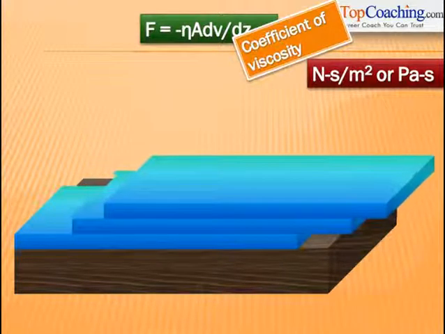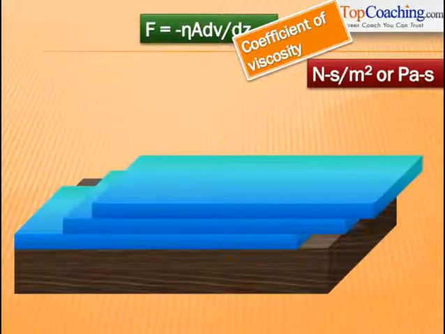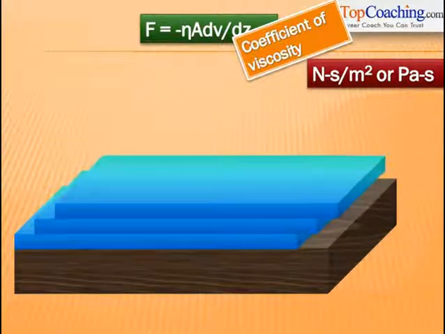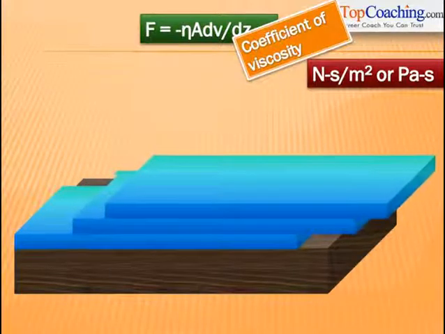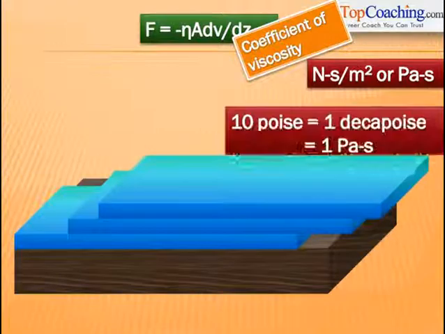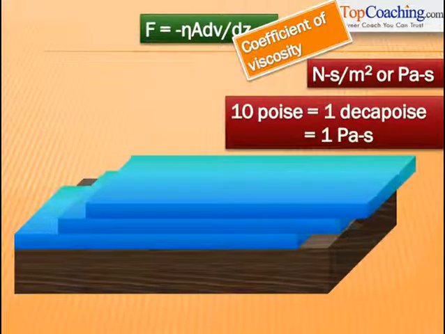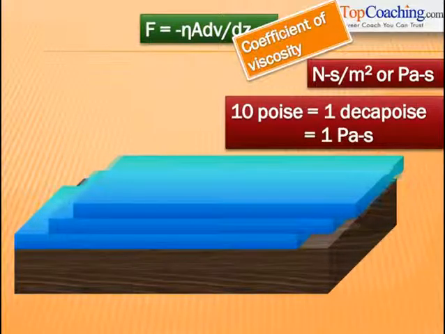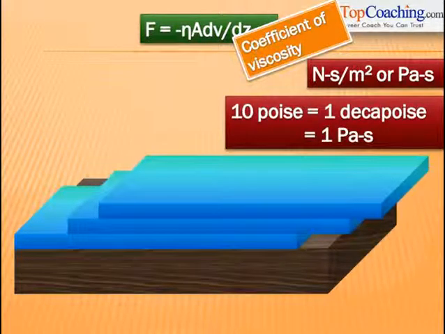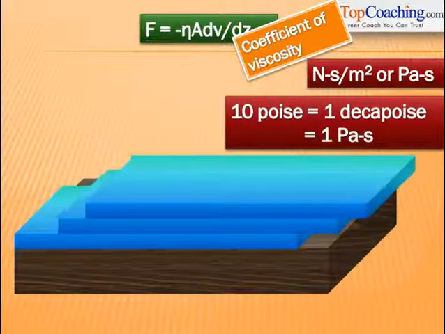Viscous force is of course measured in Newton, and it represents the resistance between the different layers of a liquid. The coefficient of viscosity has the unit Newton second per meter square or Pascal second. It is also measured in a special unit called poise, such that 10 poise or 1 decapoise are equal to 1 Pascal second. Understood? So 10 poise are equal to 1 Newton second per meter square.